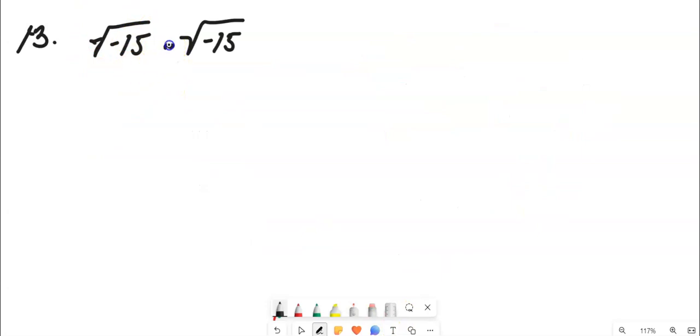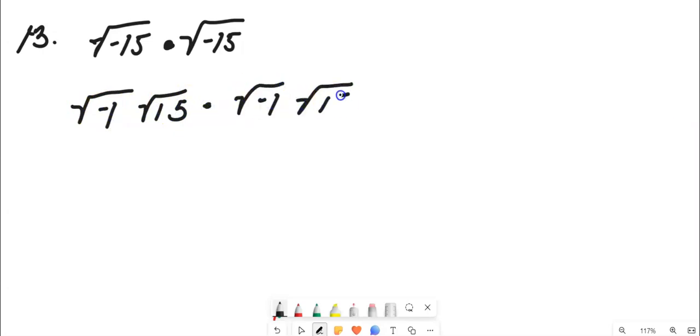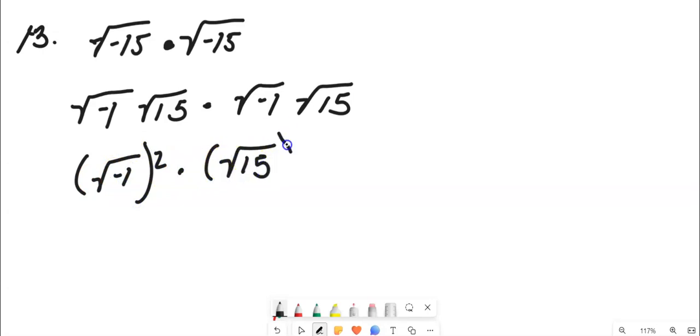So number 13 is negative square root of 15 times the negative square root of 15. Again, the first thing I'm going to do is pull out that negative 1 and just write it out. Now I can gather we have 2 of these times 2 of these.